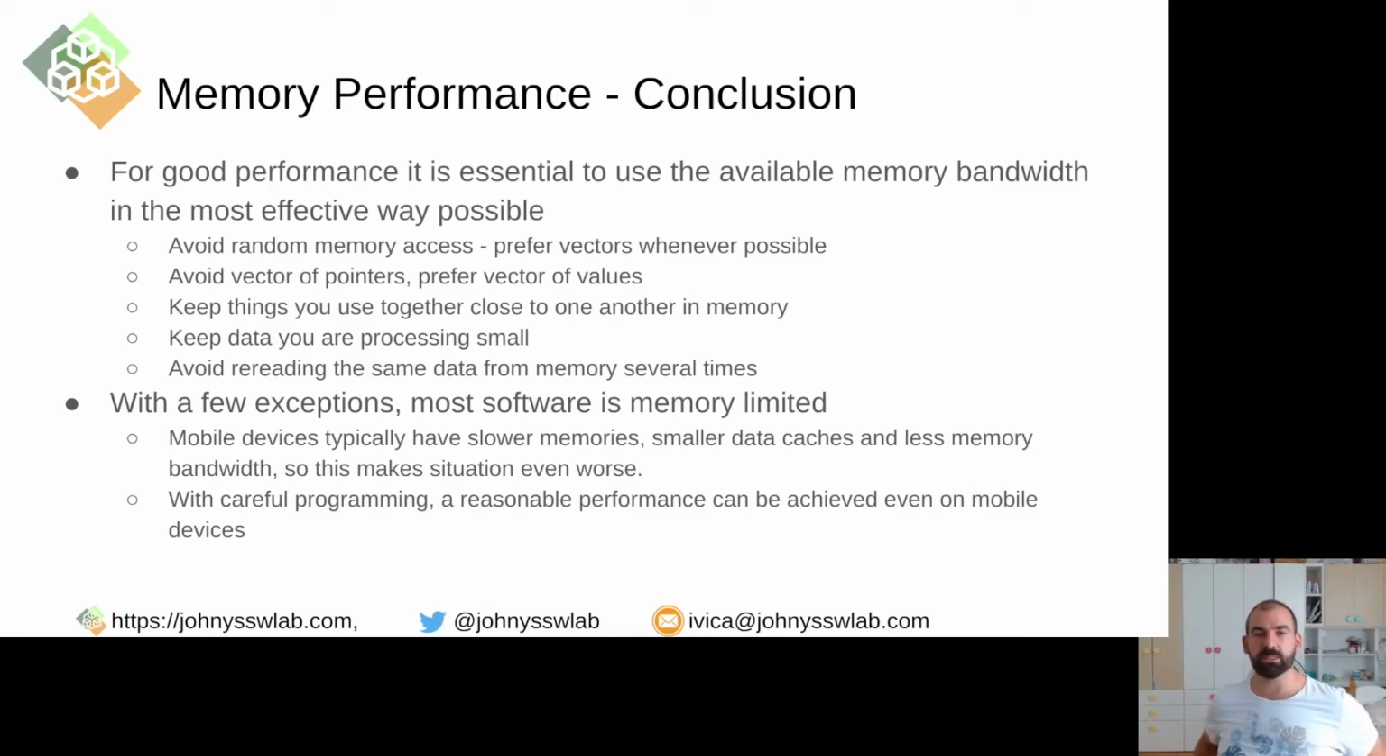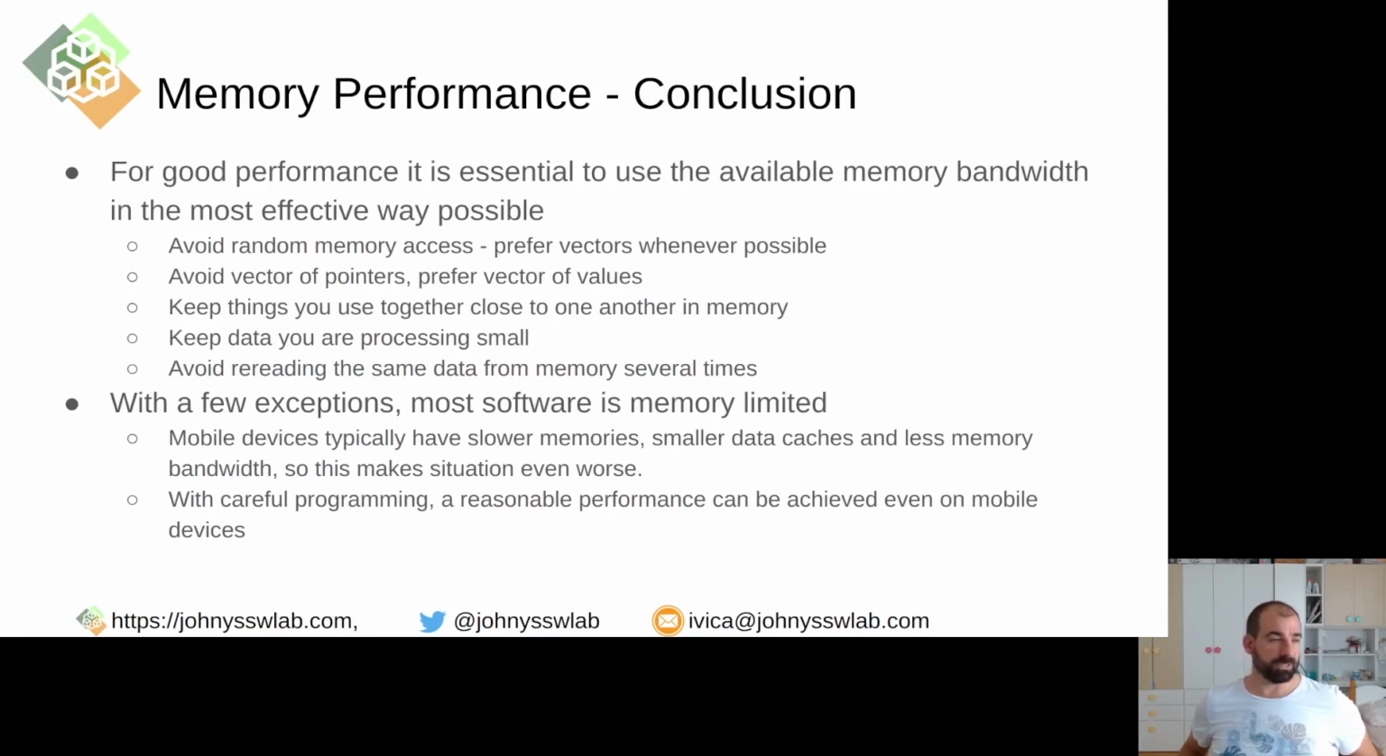Okay. This closes the topic of memory performance and memory intensive codes. So what is the conclusion? For good performance, it is essential to use the available memory bandwidth in the most effective way possible. Avoid random memory access when possible. Prefer vectors. Avoid vector of pointers. Prefer vector of values. Keep things that you use together close to one another in memory. Keep data you're processing small, so keep the small classes you're processing small. Avoid rereading the same data from the memory several times.